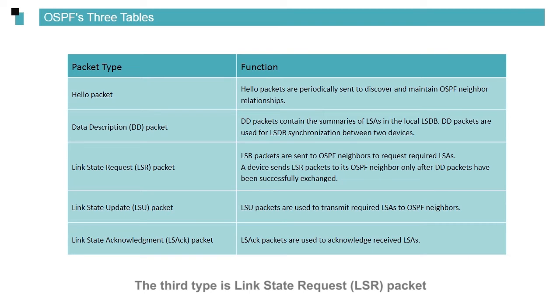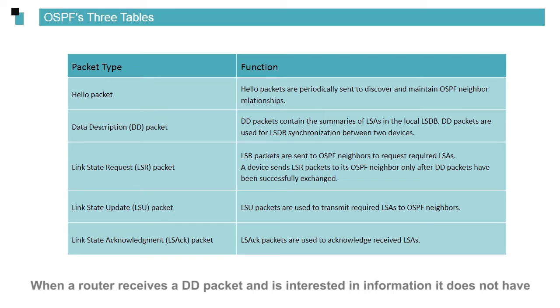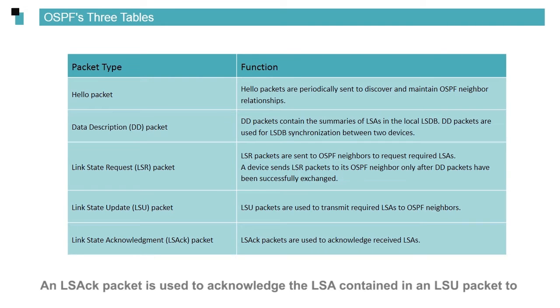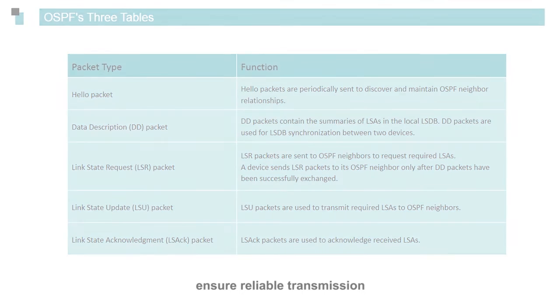The third type is Link State Request (LSR) packet. When a router receives a DD packet and is interested in information it does not have, the router will send an LSR packet to its neighbor for a request. The fourth type is Link State Update (LSU) packet. An LSU packet contains complete information about one or more LSAs. The last type is Link State Acknowledgement (LSACK) packet. An LSACK packet is used to acknowledge the LSA contained in an LSU packet to ensure reliable transmission.